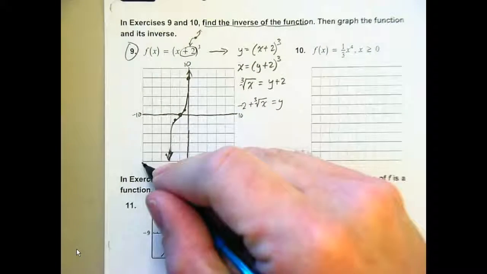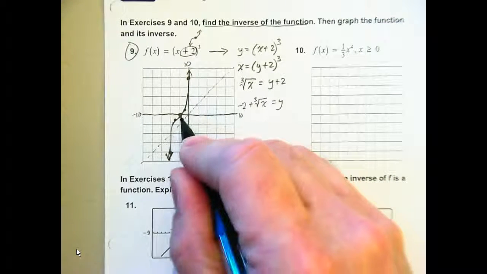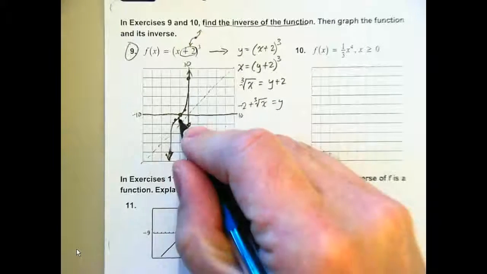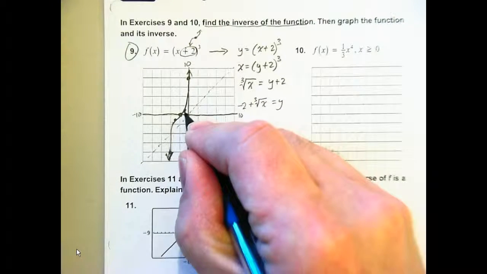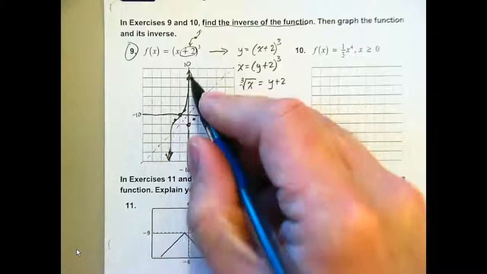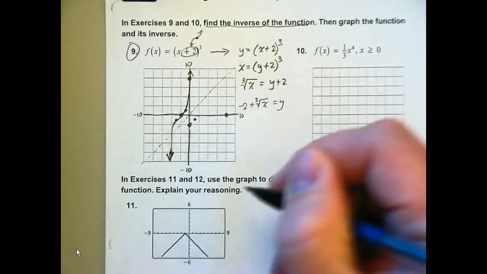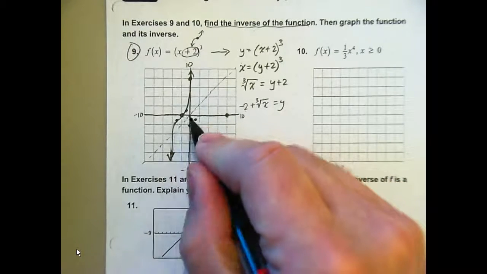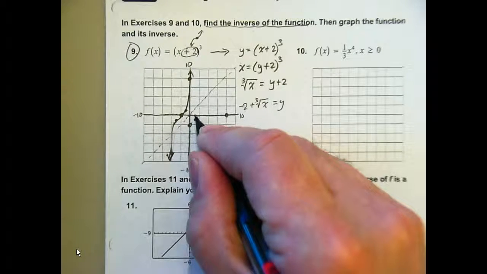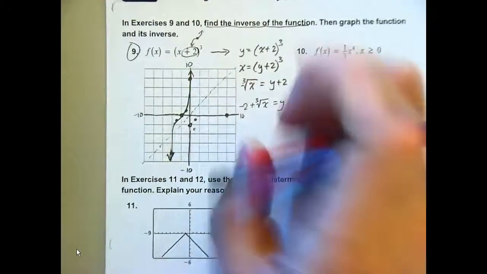Now its inverse. You can go through the same process that we just went through, or you can just reflect these points. This point that was (negative 2, 0) is now (0, negative 2). This point that was (negative 1, 1) is now (1, negative 1). And this point that is (0, 8) is now (8, 0). This point that is (negative 3, negative 1) is now (negative 1, negative 3), which means I have to put it at negative 1, not positive 1.